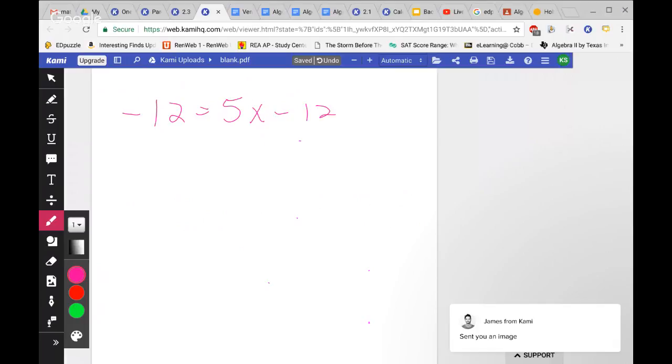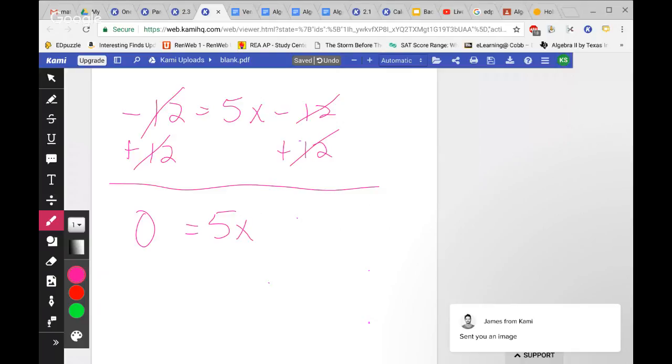Okay, so for this one, you would want to add 12 to both sides, right? Because we're going to undo the subtraction and addition first, because that's what we do. We undo or unpack that order of operations in reverse. So that's going to cancel that out, and it's going to cancel that out too. Now we're going to divide both sides by 5. And 0 divided by 5 is 0, so 0 equals x.